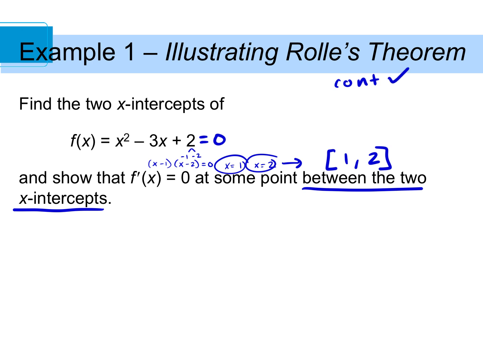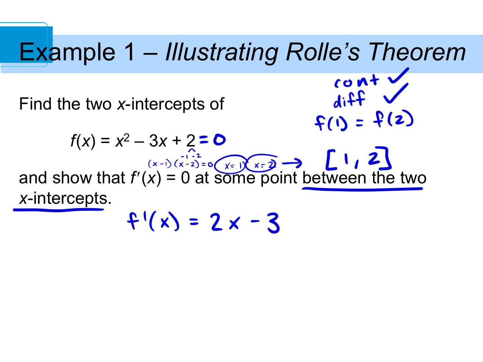So it is continuous. We need to know that it's differentiable between 1 and 2, so we can take the derivative. Let's find our derivative. What would our derivative be? 2x minus 3. Perfect. It's differentiable. We can take the derivative. We don't have a hole in it. And we need to make sure f of 1 is equal to f of 2. Those two numbers come from the endpoints. If I plug in 1 into my original function, what do we get?